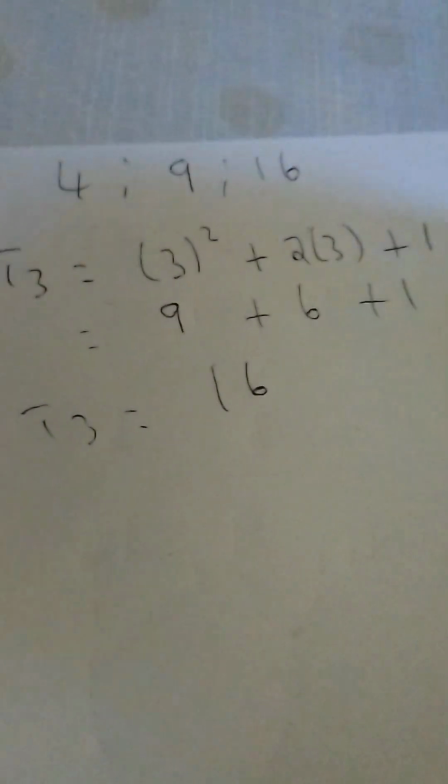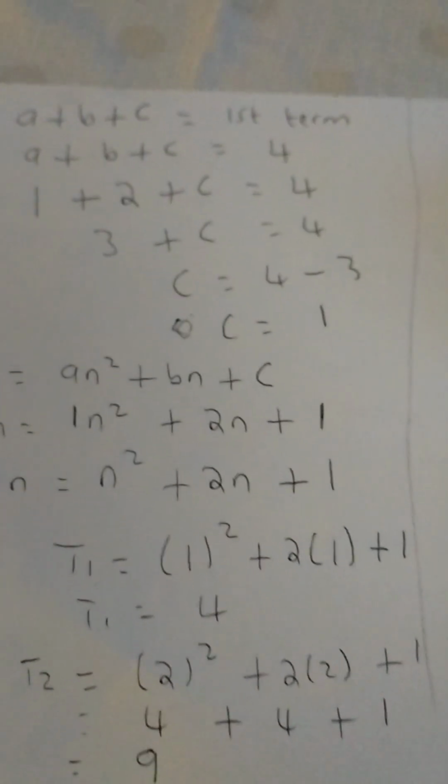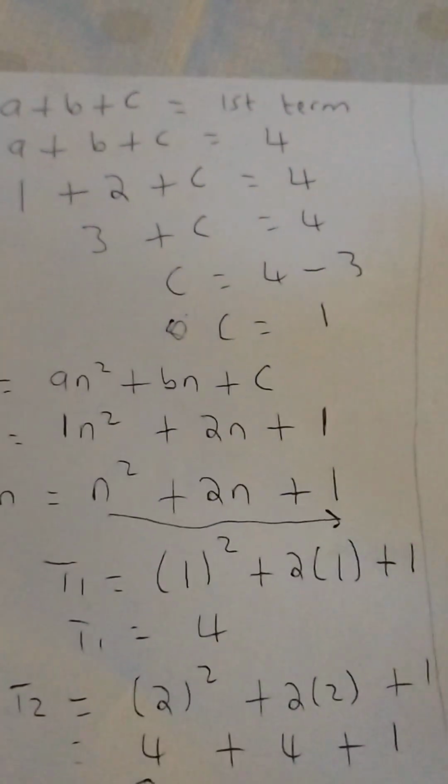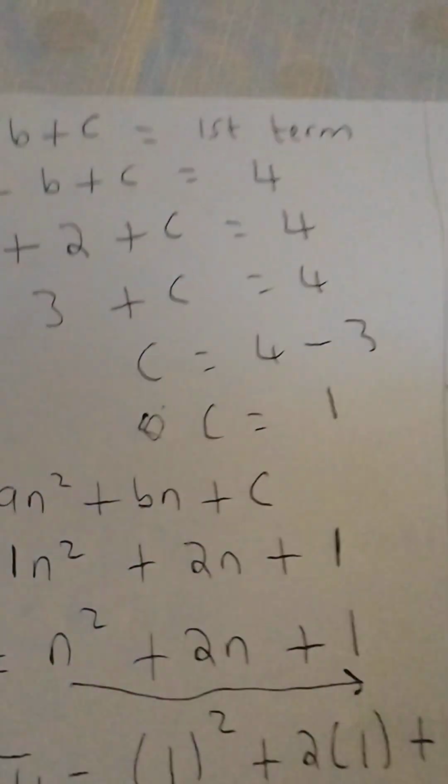So in the exam room, we'll be happy that the Tn that we found, which was n squared plus 2n plus 1, is therefore accurate. So for practice's sake, let's also do another example, just to test if we are familiar with the quadratic sequence.